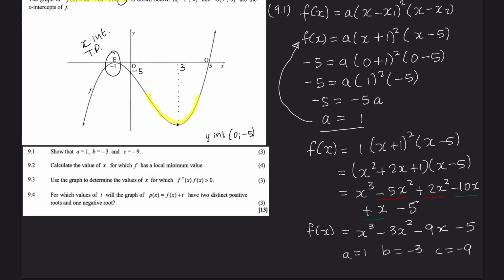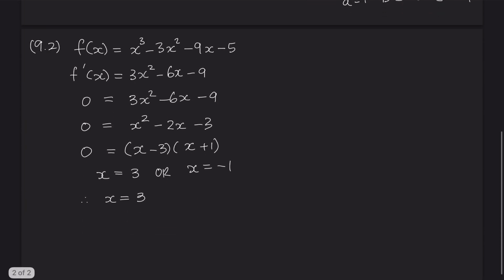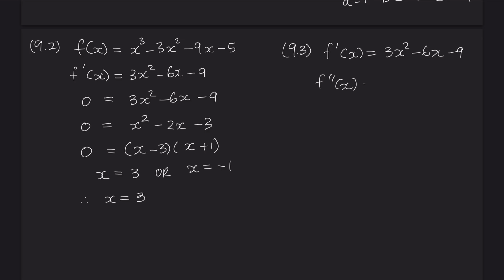Okay. Question 9.3: use the graph to determine the values of x for which f double prime of x multiplied by f of x is greater than 0. Let's work out what f double prime of x is first. If the derivative was 3x squared minus 6x minus 9, that means the second derivative will be 6x minus 6.